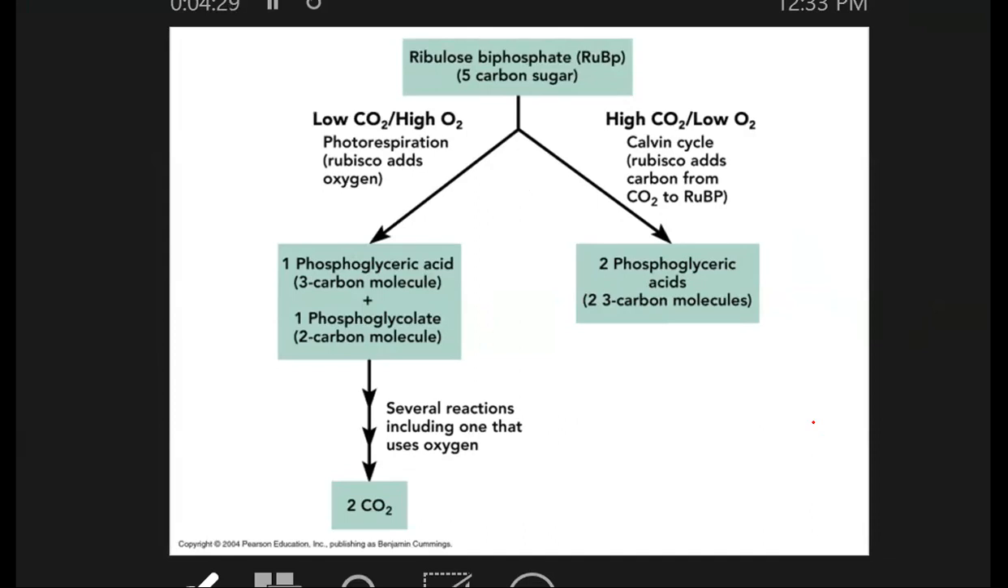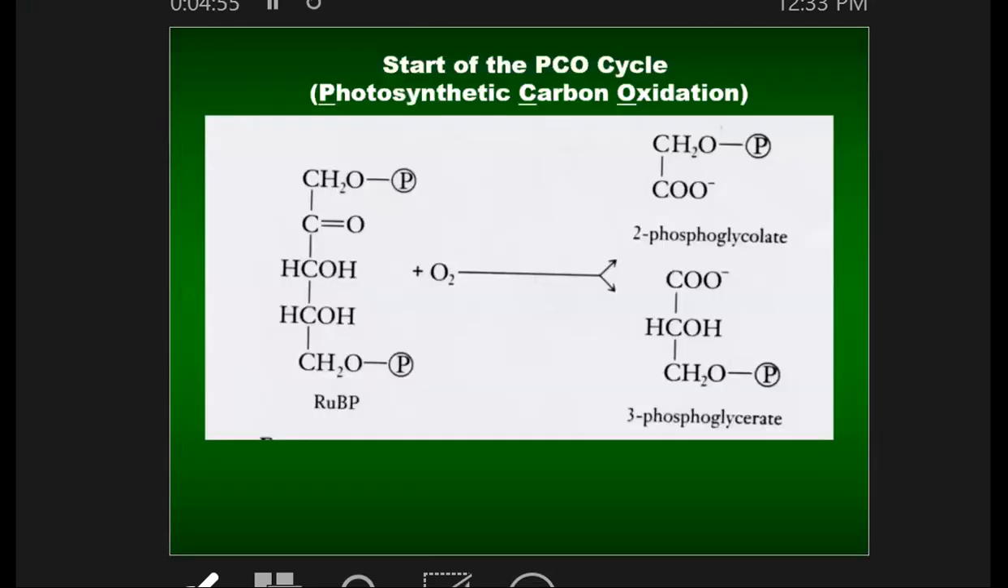And you get some funky things going on here. You get a PGA, which is great because that can feed right into the Calvin cycle. But that 2-carbon phosphoglycolate? That can't go into the Calvin cycle. That's a pain. And so you see again, arrow, arrow, arrow, which means a whole lot of stuff happens there to take that phosphoglycolate, and eventually you're going to make another PGA off of that, but it takes a whole PCO cycle to get that to happen.